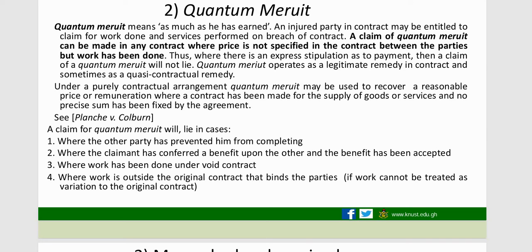Then you come and tell me I'm not doing it well and this and that, so you want to call the contract off. Now because I have done certain parts of the contract, yes, you need to pay me some percentage. I hope you get it. That is quantum meruit. That is why we are saying as much as is deserved or as much as he has earned. So that is what we mean here.